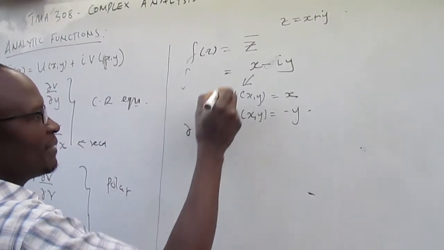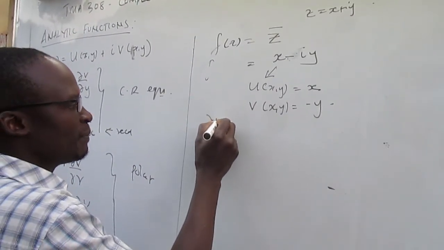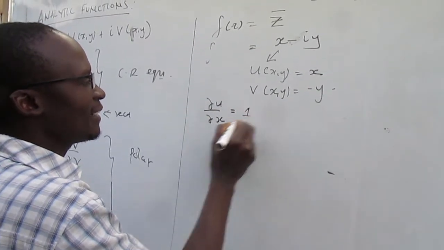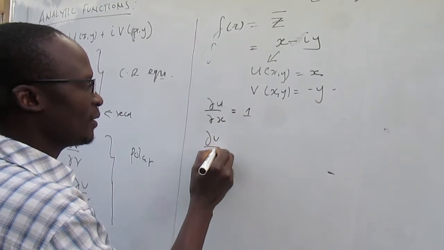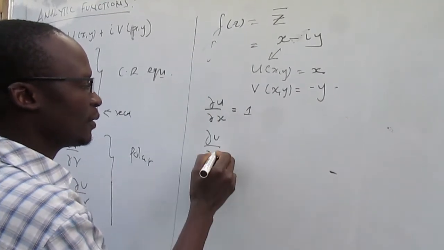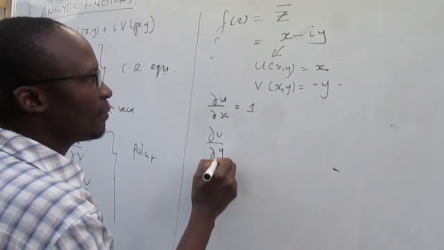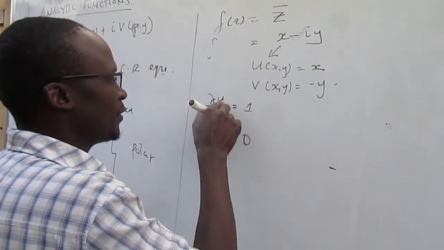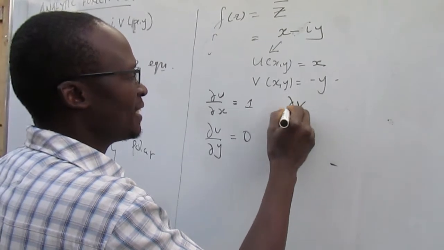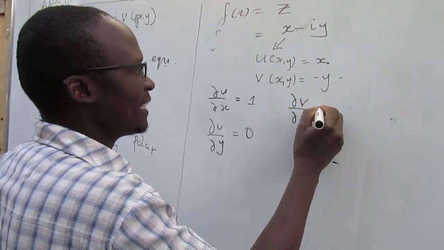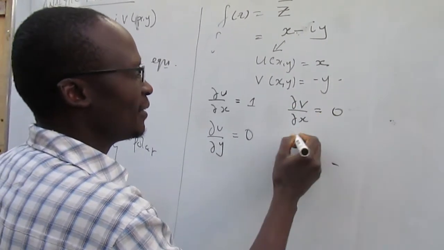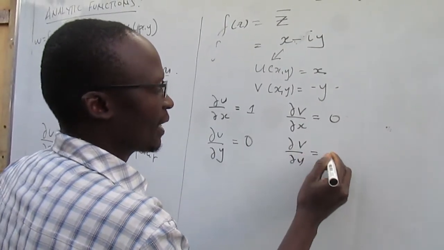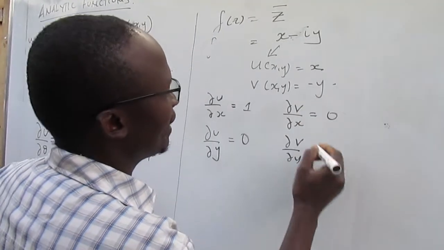So let's calculate the partial derivatives. The first partial of u with respect to x is equal to 1. The first partial of u with respect to y is 0. So that is for u. Then you can also consider the first partial of v with respect to x, and that is 0. And the first partial of v with respect to y gives us negative 1.